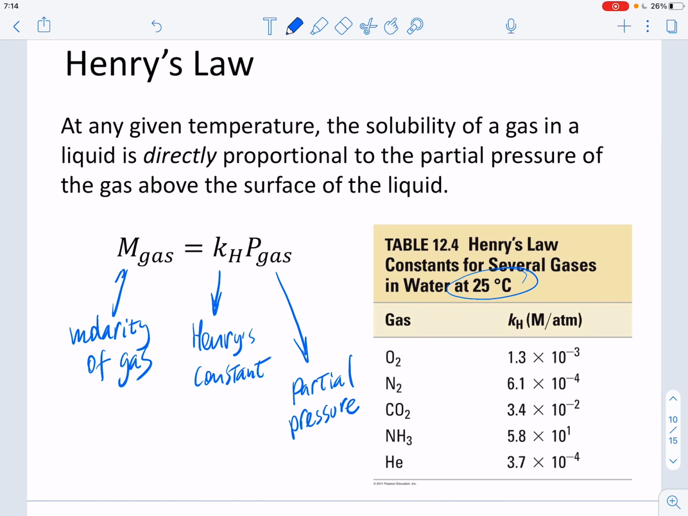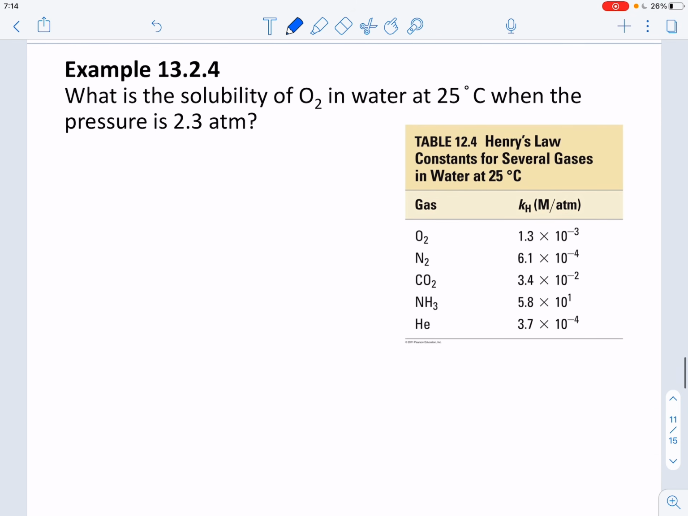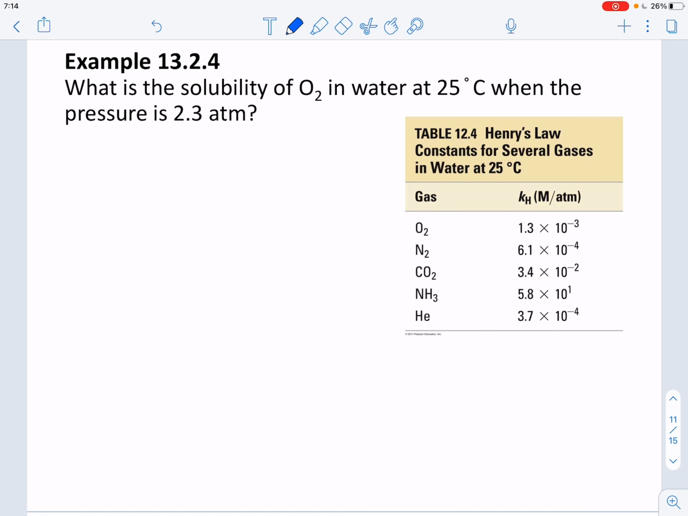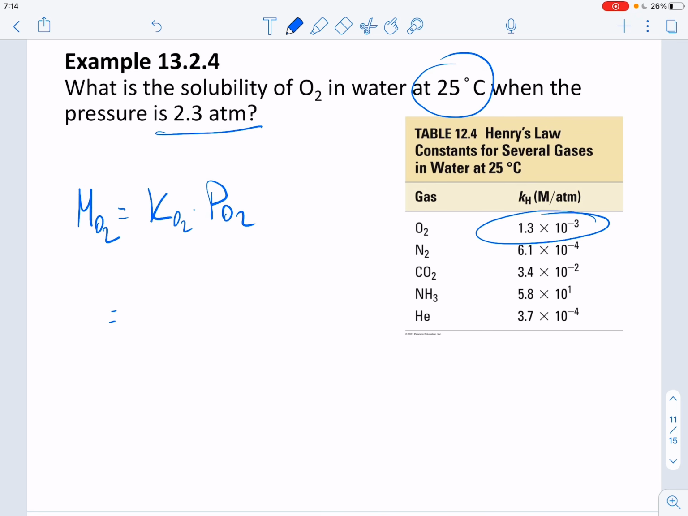So how do we use this equation? Let's assume that we have oxygen, and that at 25 degrees, so that we can use the Henry's law constant, what is the solubility of oxygen if the pressure of oxygen, of course, is 2.3 atmospheres? So here the molarity of oxygen is going to be equal to Henry's law constant for oxygen times the pressure of oxygen, and this is simply, for oxygen, 1.3 × 10^-3.